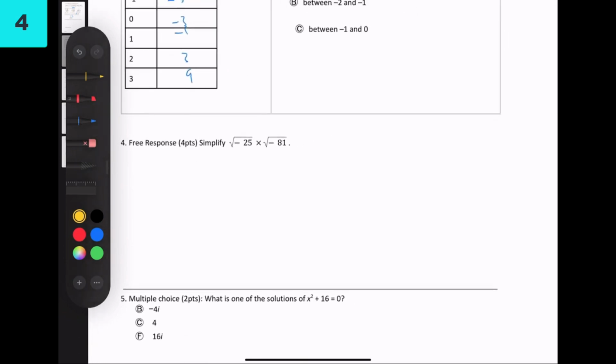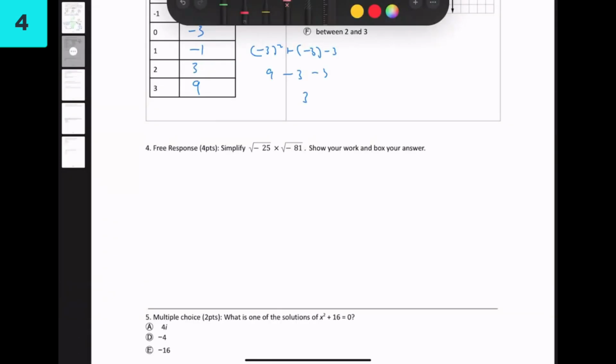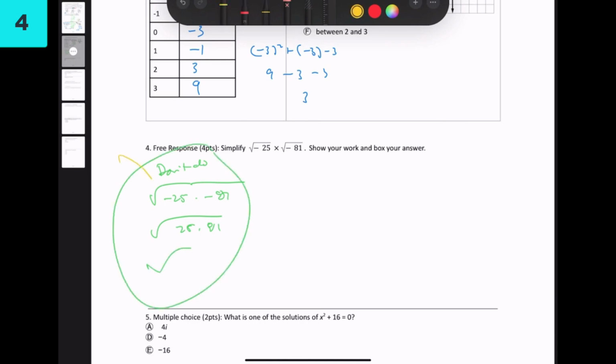Let's go on to this next problem. Number 4, we need to simplify this one. So the temptation, let's write that, don't do, is to do something like this. And then negative times negatives is a positive, so you do 25 times 81, and then you multiply those and you would solve that. So don't do that. You want to evaluate these separately, so square root of negative 1 times 25 times square root of negative 1 times 81.